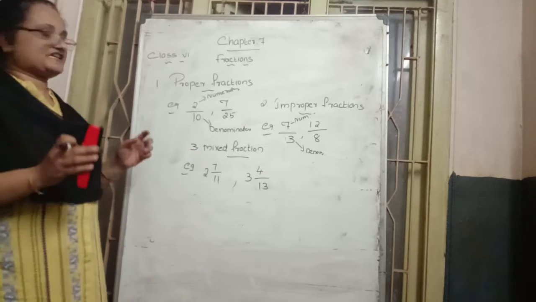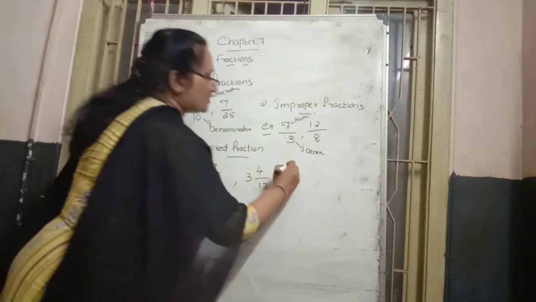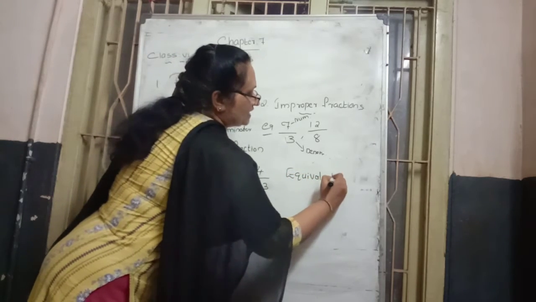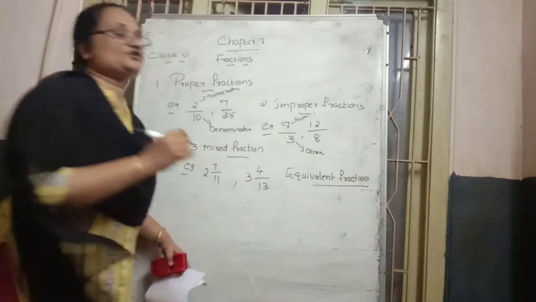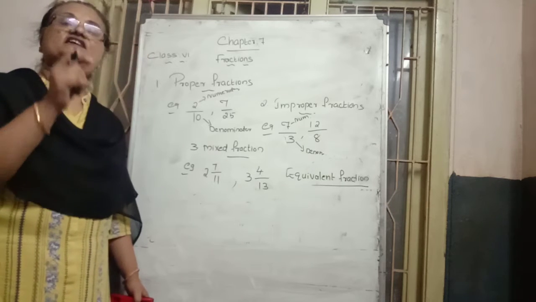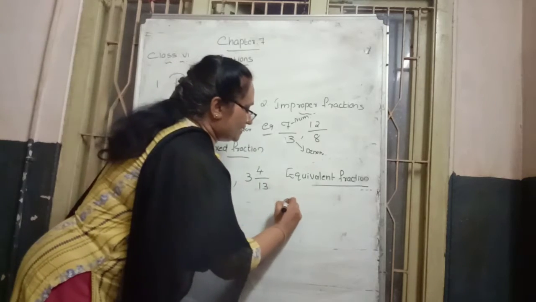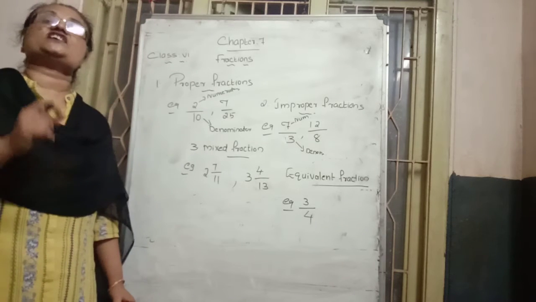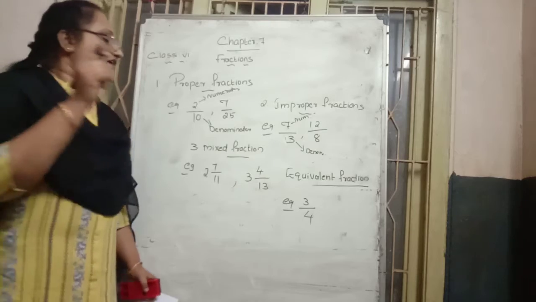Then next we can talk about equivalent fractions. Equivalent fraction, how to find it? Here the numerator and denominator of a fraction are multiplied by the same number, then we get an equivalent fraction. Here is an example: find the equivalent fraction of 3 by 4.